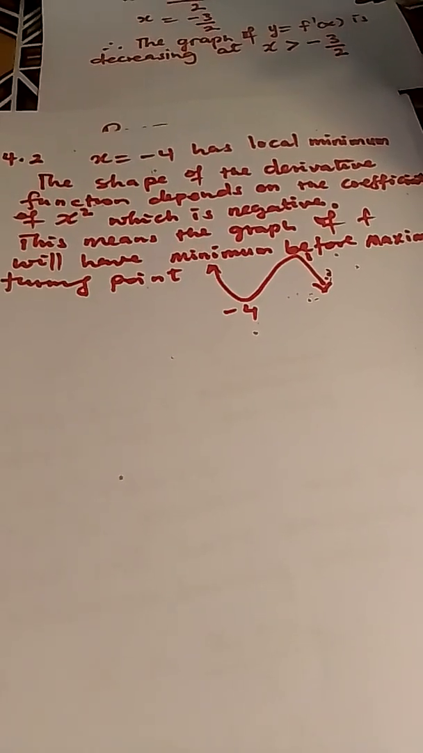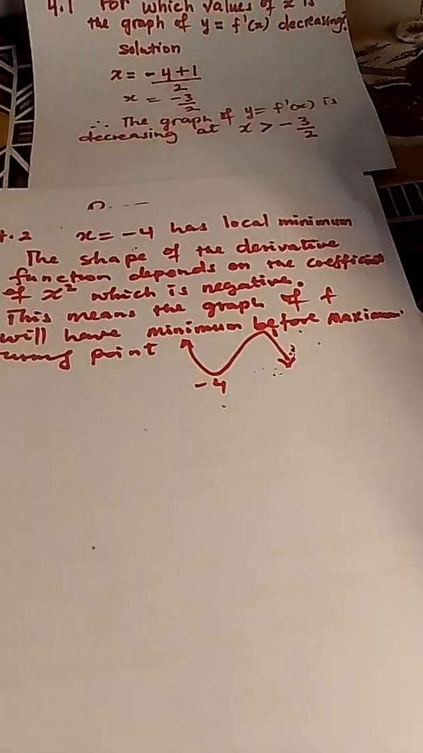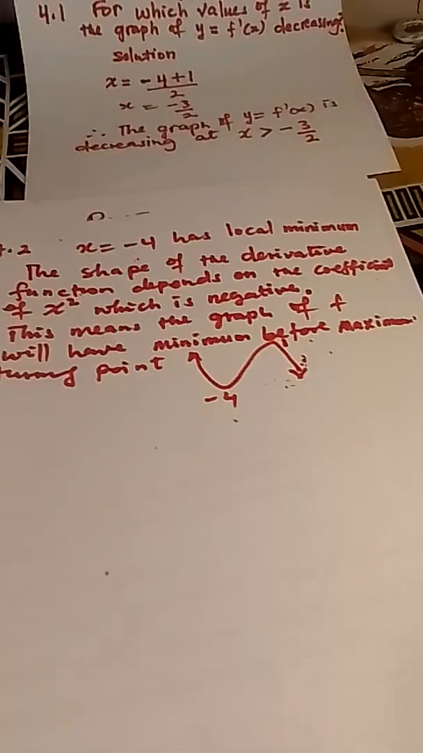The reason, as I picked up here, is that the shape of the derivative function depends on the coefficient of x squared, which is negative in this case. Our coefficient is negative, that's why we got that shape. This means that the graph of f will also have a coefficient of x cubed which is negative, and therefore the graph will have this shape, which is minimum before maximum. So if you've got two turning points and one is -4, it means it will come first before the maximum turning point comes. That's why we say x = -4 has a local minimum.